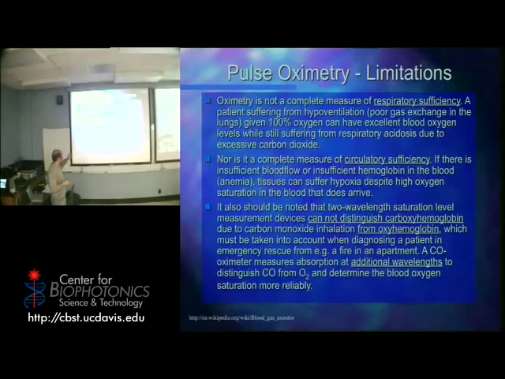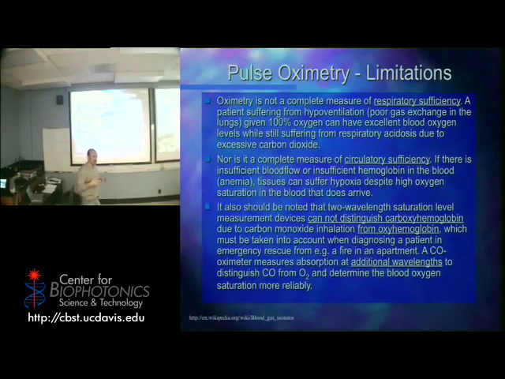And also, when you use a 2-wavelength saturation level measurement device, like the one that I passed around and most of the ones that are inexpensive, they only use those 2 wavelengths. It cannot distinguish between carboxyhemoglobin and oxygenated hemoglobin. So, what does this mean? Hemoglobin has a very, very strong desire to bind to carbon monoxide. And it can bind it and be bound up. It's done. But it still has a color, actually kind of close to blood with oxygen.